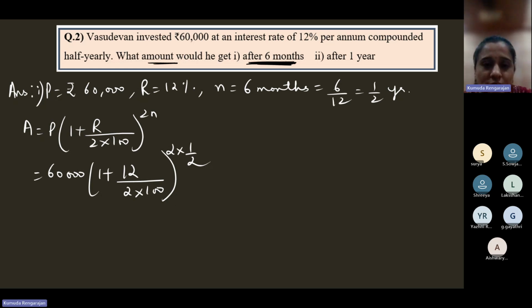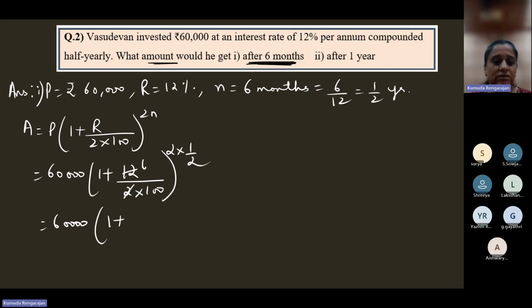The question is what amount would he get after 6 months? So N is 6 months, so 6 by 12, half a year. So N is 1 by 2. In the formula, you should substitute N as 1 by 2. R is 12, P is 60,000. Now 60,000 into 1 plus, you can simplify.